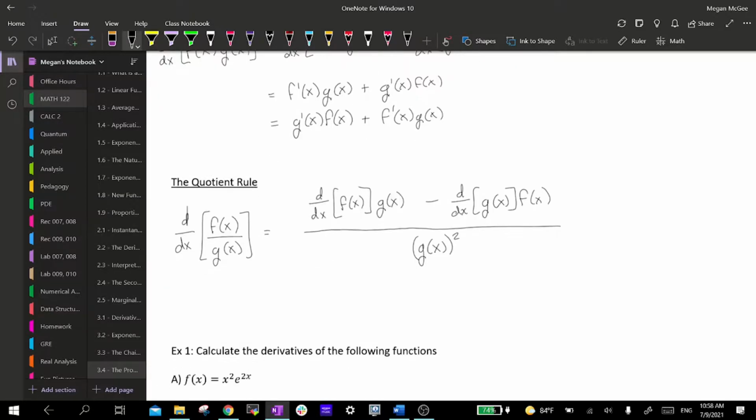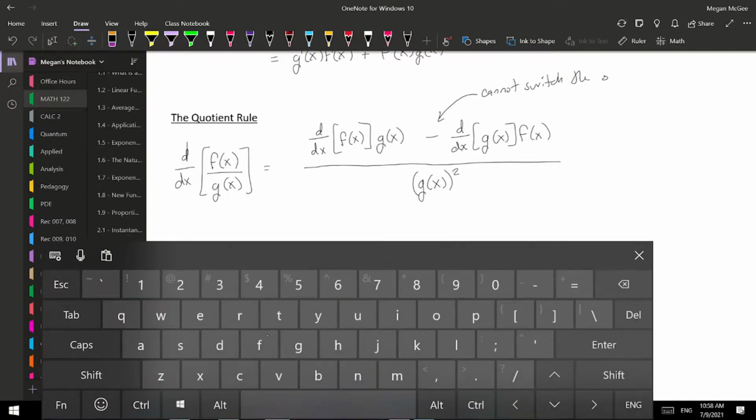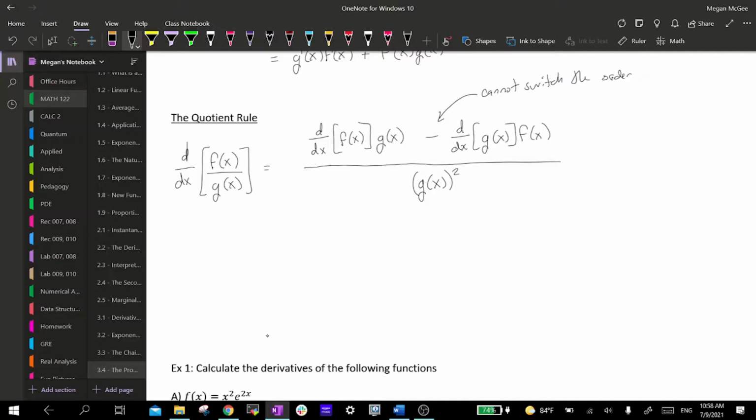Since we are dealing with subtraction here, we cannot switch the order. Cannot switch the order. So it's very important we make a note of which is the top function and which is the bottom function that we are dealing with. Again we can write this in function notation. So we have f prime of x times g of x minus g prime of x times f of x over g of x squared.